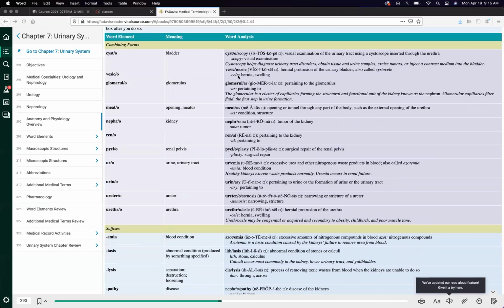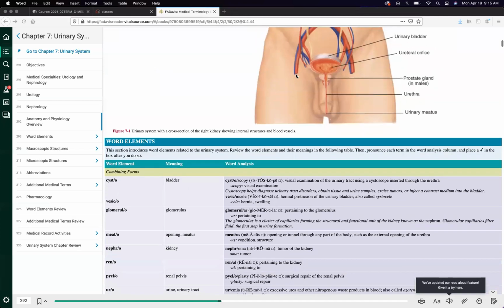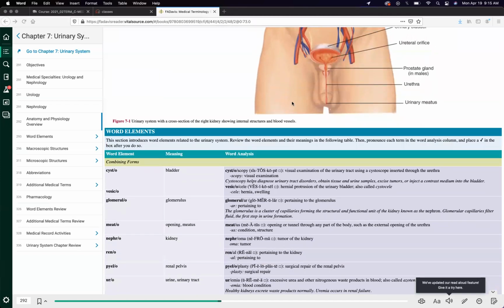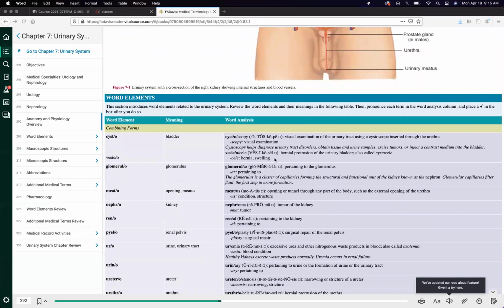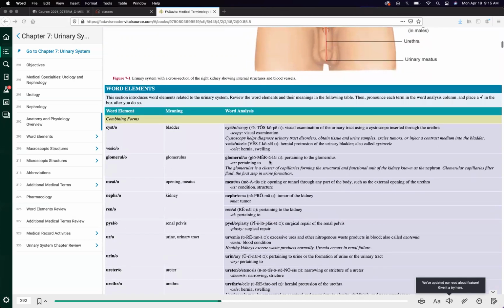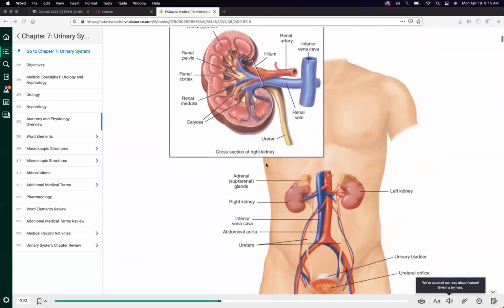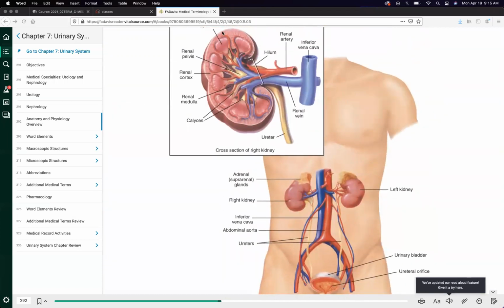A vesicocele. It's a hernial protrusion of the urinary bladder. So if my urinary bladder starts out-pocketing here or here, it's kind of painful. And that is called a cystocele. Your glomerulus is inside your kidney here. It's the main filtration part.